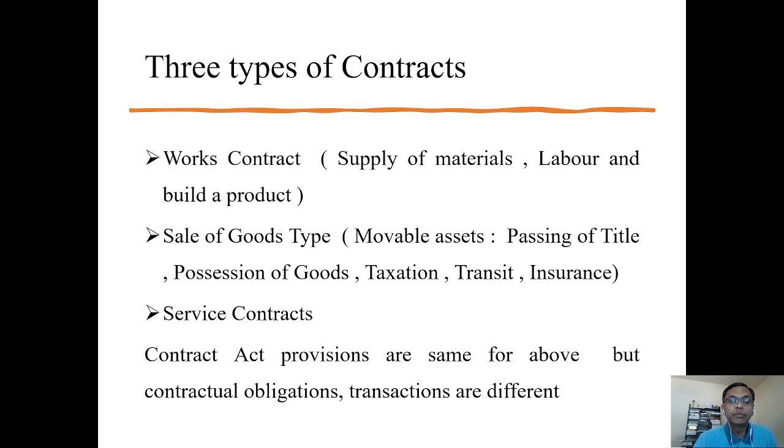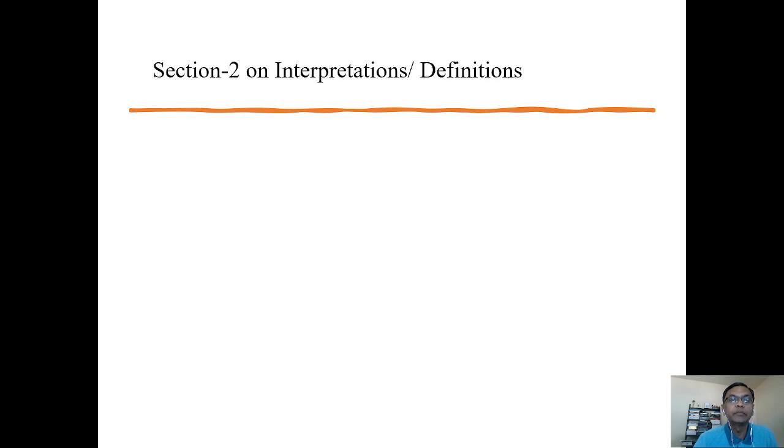Indian Contract Act provisions are the same for all the above types of contract, but based on the types of contract, the contractual obligations and transactions are different. Now our main focus is about works contracts, meaning construction contracts, as we normally refer to them. Section 1 is an enactment.